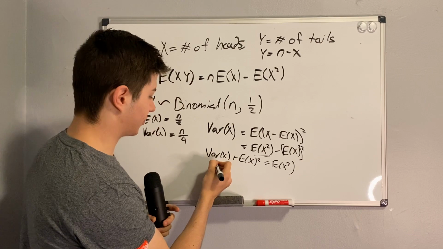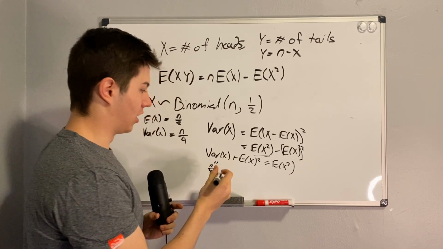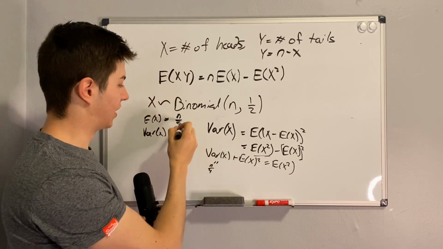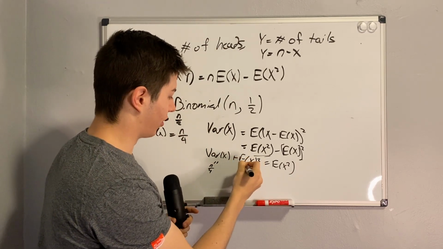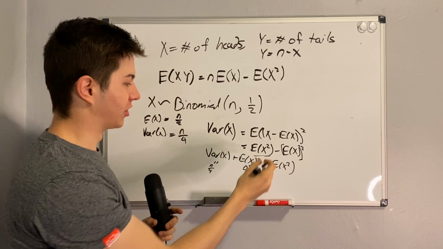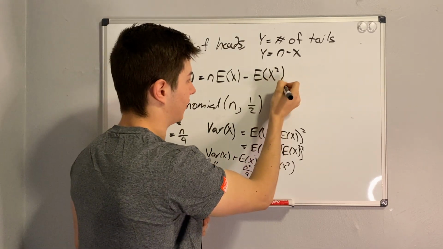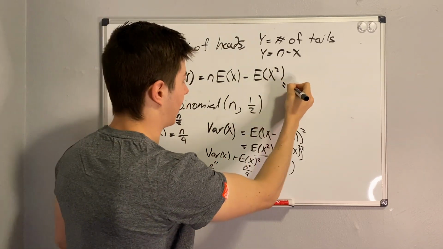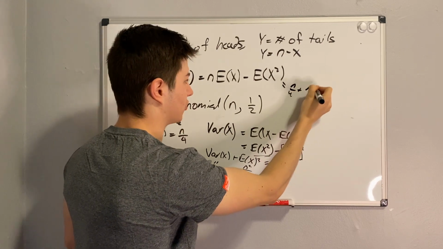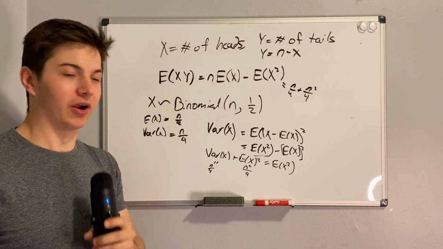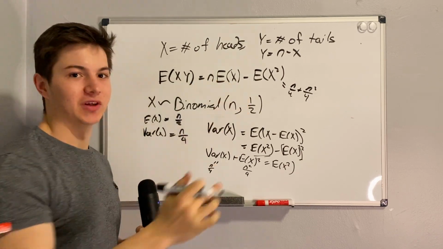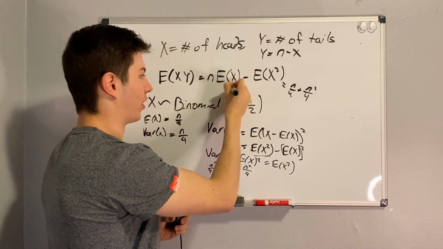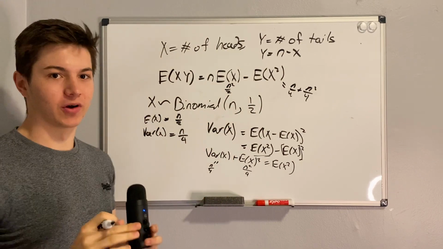Okay, so the variance here is given by n/4. And we know the expectation is n/2, so the square of that is n squared over 4. So the expectation of x squared is equal to n/4 plus n squared over 4. Similarly, for the other term, we know that the expectation of x is n/2, so n times the expectation of x is n squared over 2. Let's clean this up and try to solve the problem now.